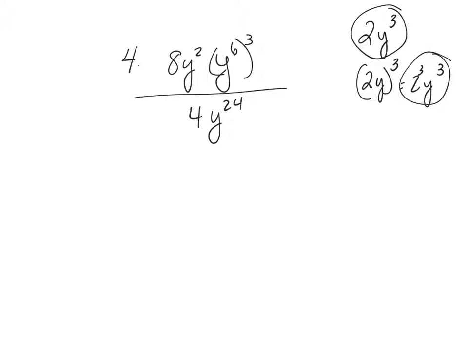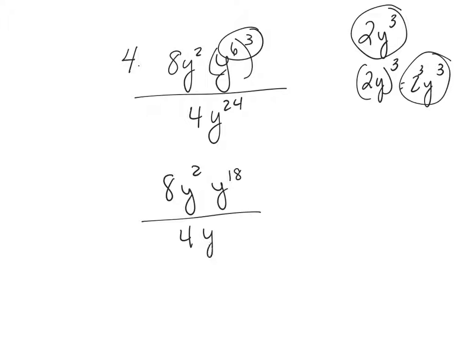Whoever's right next to the left, if it's a parenthesis, it belongs to everybody in the parentheses. So you have to distribute it. Up here we're going to have 8y squared. And this guy here turns into a y to the what? What do you do with the 6 and the 3? You multiply it. Very good. So it's 18 over 4y to the 24th.